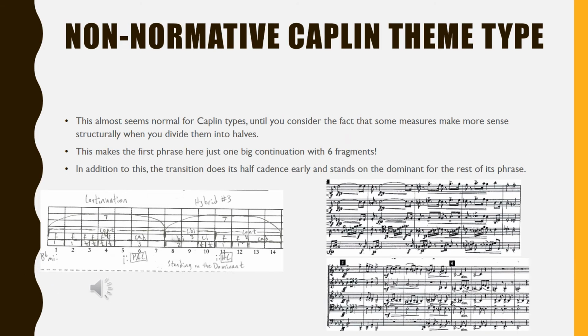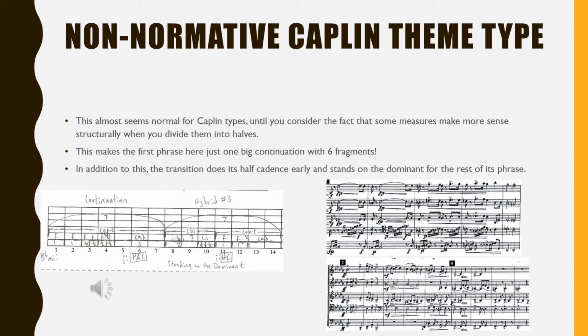Alright. So now, we have a non-normative Kaplan theme type. Now these two phrases are actually just the next two phrases after where we just stopped. They seem pretty normal, except they have a few things that are really off about them. Basically, Ewald just wrote in a bunch of fragments.